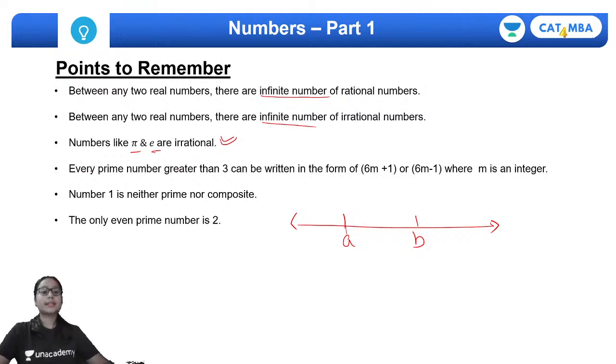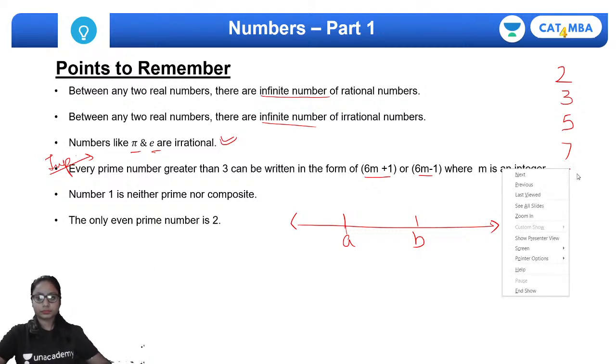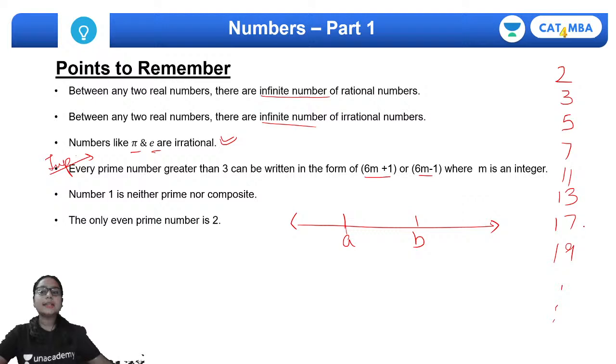Okay, let's see. Other point is very important. Every prime number greater than 3 can be written in the form of 6m plus 1 or 6m minus 1, where m is an integer. Let us list down the prime numbers starting from 2, 3, 5, 7, then 11, 13, 17, 19, and so on. So all these numbers can be written in the form of 6m plus 1 or 6m minus 1. If I take 5, this is 6 minus 1, 7 is 6 plus 1, 11 is 6 into 2 minus 1.